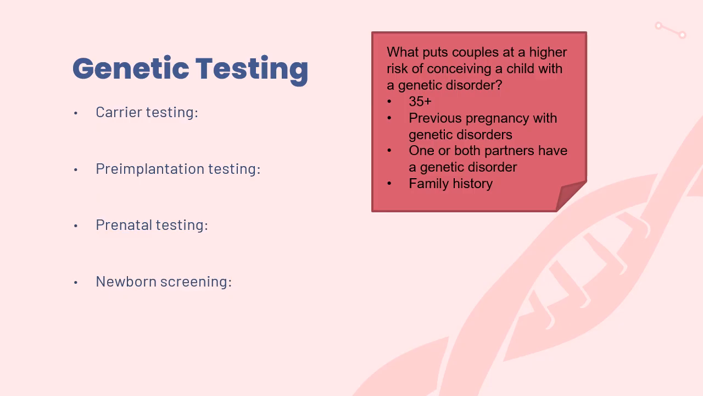So what puts couples at higher risk for conceiving a child with a genetic disorder? What's considered a geriatric pregnancy is anyone over 35. If they have previous pregnancies with genetic disorders, one or both partners have a genetic disorder, and a family history. They're probably going to end up getting more testing than the average person because they're at higher risk of these things.